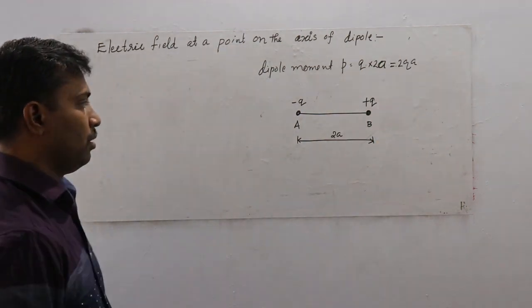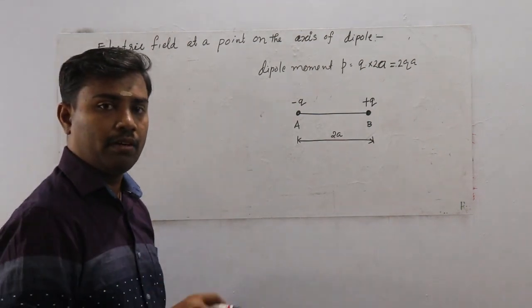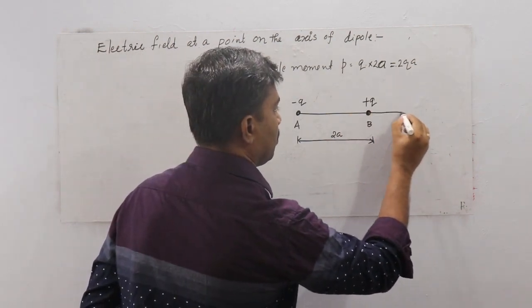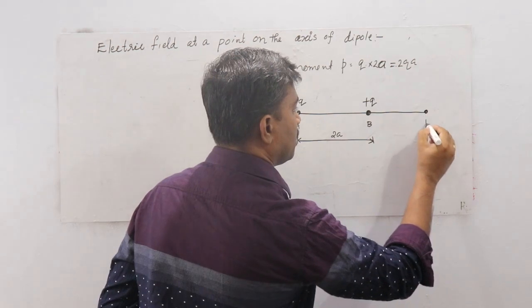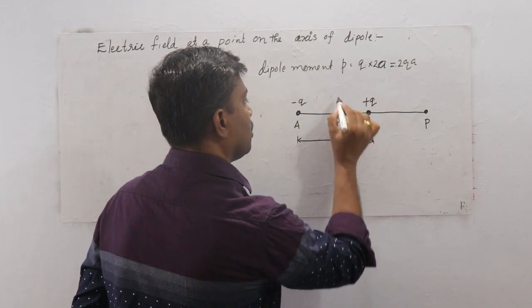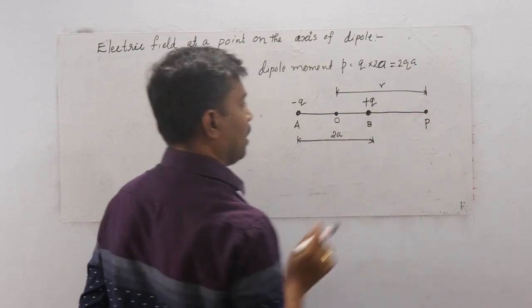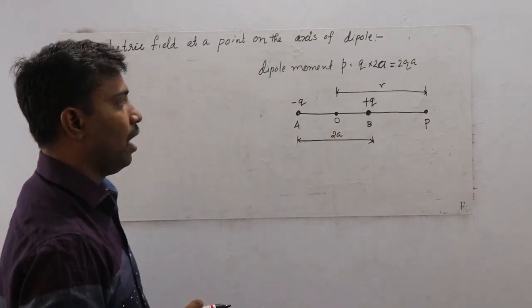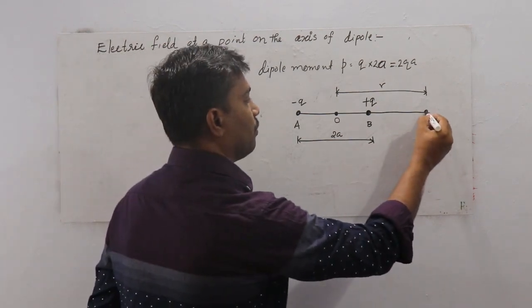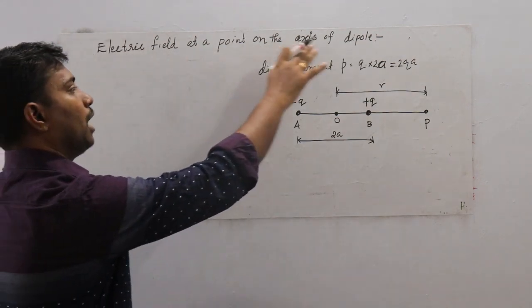So I consider a point on the axis of a dipole. So this is the axis. We consider point P at a distance r from the center of the dipole. This is the center of the dipole. So we want to find out the total electric field at this point, the electric field at a point on the axis of a dipole.